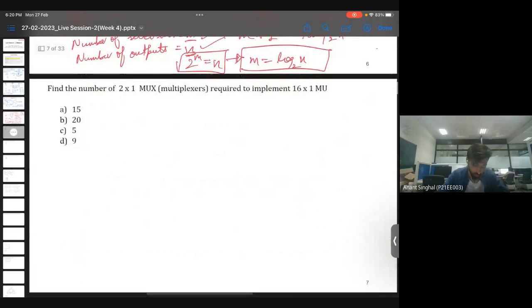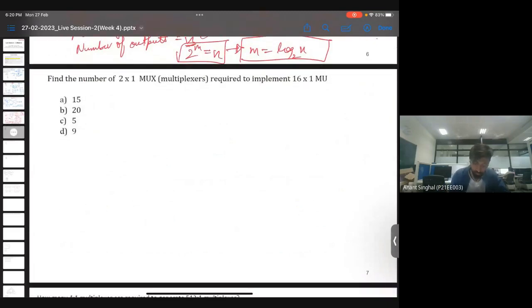Okay. So these are again few questions which are dependent upon the relations that we have derived. So maybe you can answer it quickly. We need to find the number of 2 cross 1 mux required to implement this 16 cross 1 mux. Can anyone answer it quickly? I'll give you a minute.